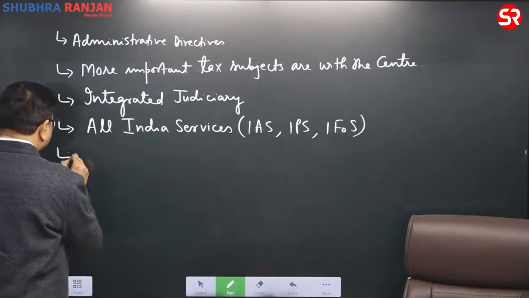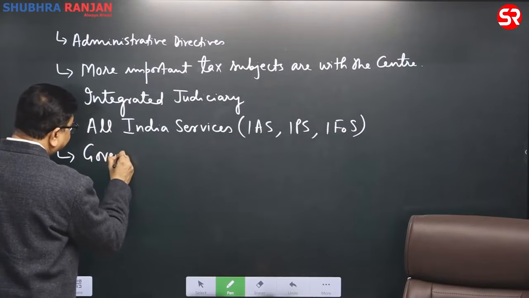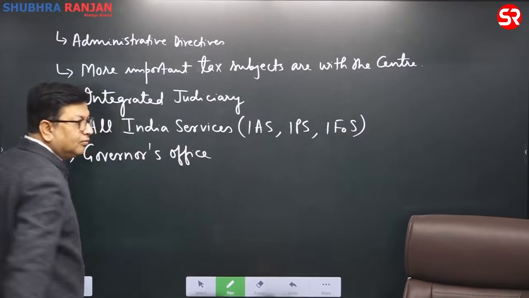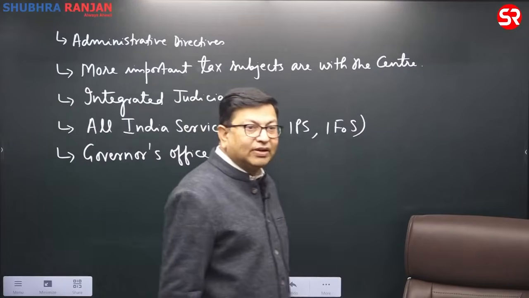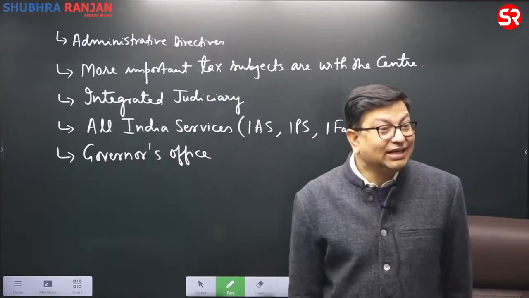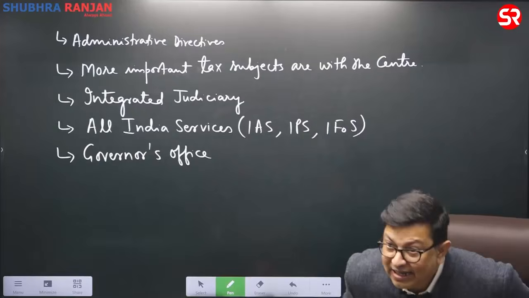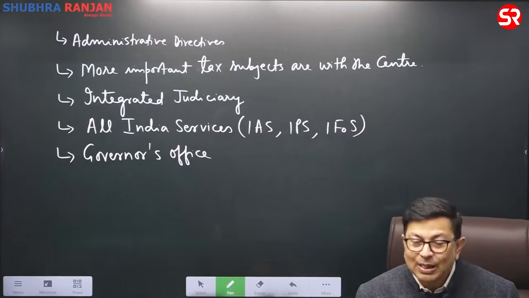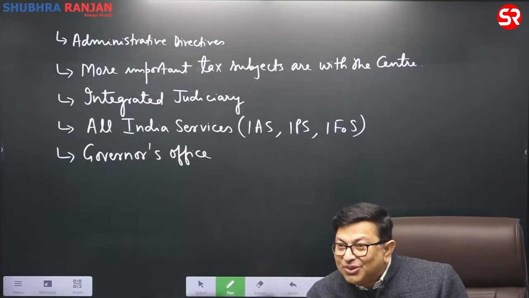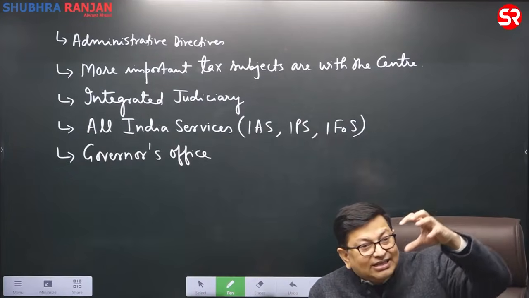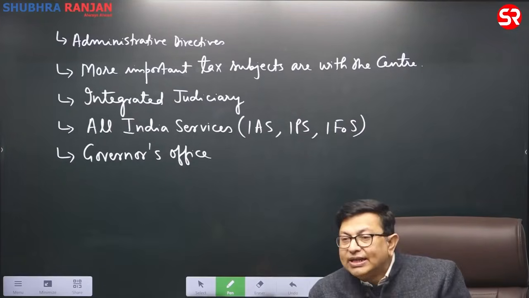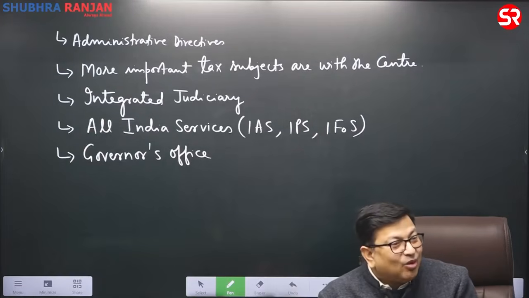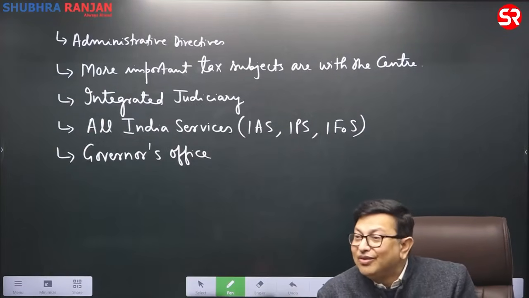Then the governor's office. The governor, who is the head of the state executive, is nominated by the central government. He is not responsible to the state government. He is not responsible to the people of the state also. So it is considered as a unitary feature. This is also not derogatory, because this question was discussed in the Constituent Assembly also. Why not an elected governor?